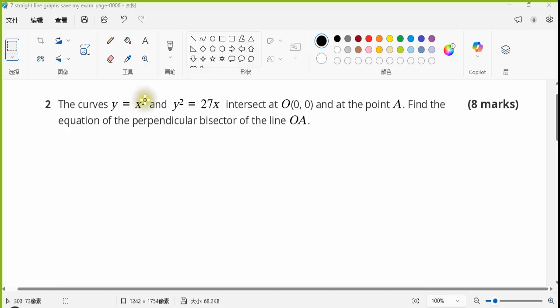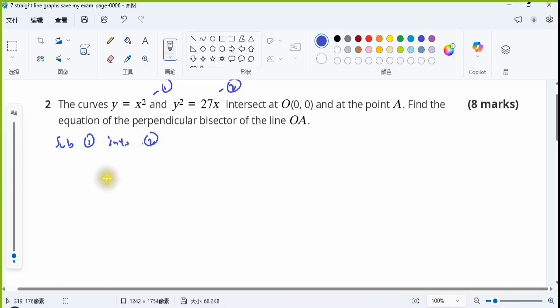Question number 2. The curve intersects at 0, 0 and the point A. Find the equation of the perpendicular bisector of the line OA. So we need to solve these two simultaneous equations to find the intersection point. So sub equation 1 into equation 2.